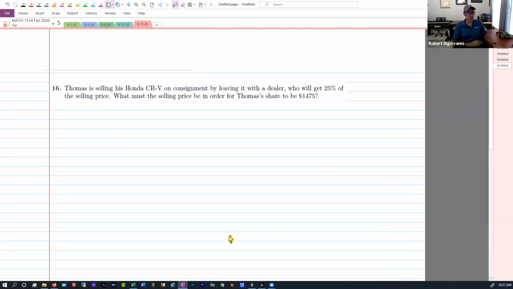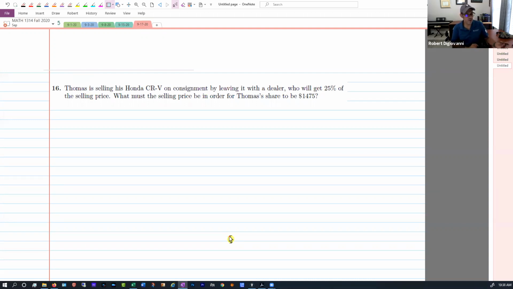Okay, Thomas is selling his Honda CR-V on consignment by leaving it with a dealer who will get 25% of the selling price. What must the selling price be in order for Thomas's share to be $1,475? All right, this is a complicated problem because we haven't seen anything like it. Mostly what we've done has just been, here's the sale price, here's the tax, just calculate the total. There's more involved here.